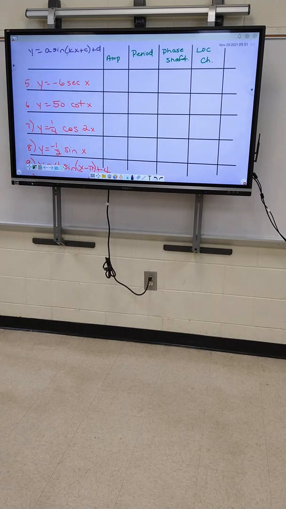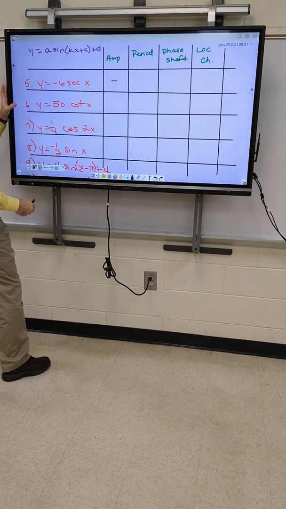We'll check them. All you do, George, is look at the number at the front of the problem. So number 5, what number's in front of secant? Whoa, wait a minute. What does it say about secant on your sheet? None. So just draw a dash on number 5. If it's not sine or cosine, you won't have an amplitude.